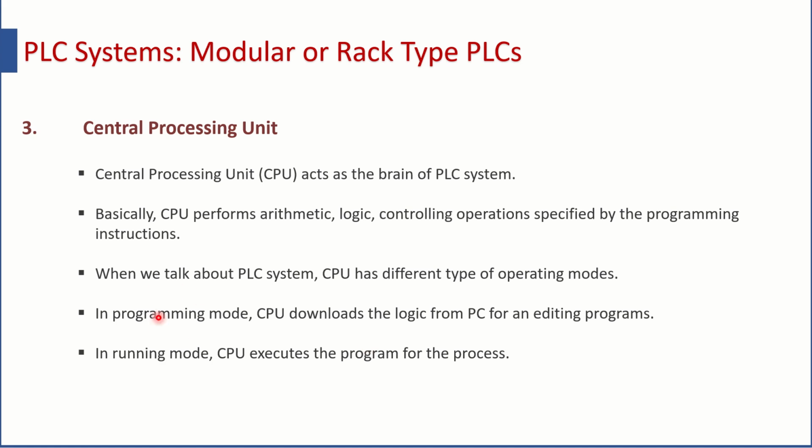That is, if the CPU is in programming mode, then you are able to download that particular program to the PLC, and in the running mode the CPU executes the program. Here you cannot download any more program in the running mode. So whenever you want to program a PLC, you need to stop it. You need to stop it from the running condition, then you are supposed to bring it to the programming condition, then you are able to program the CPU.